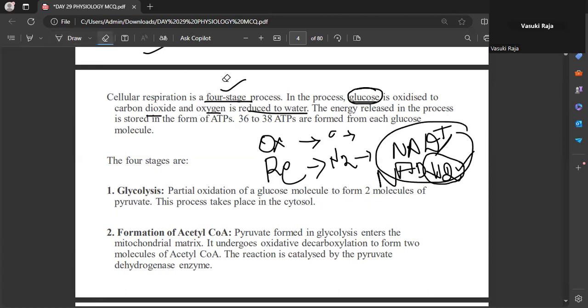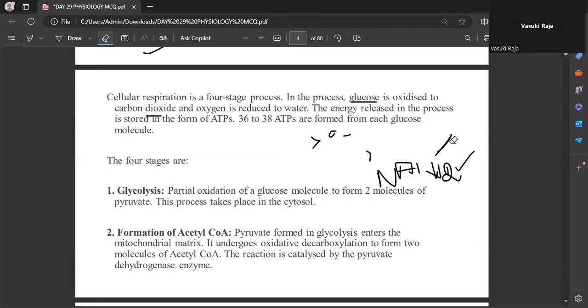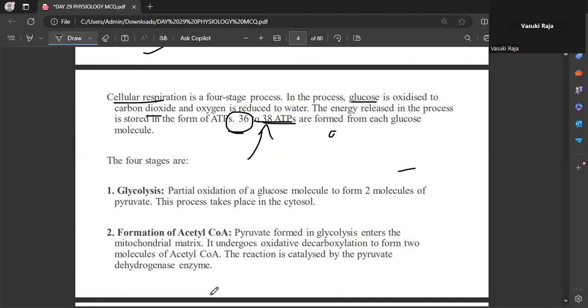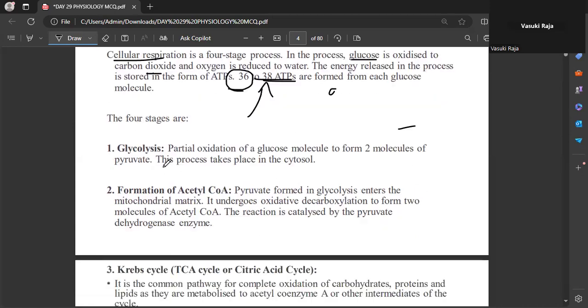Now, as a whole, in cellular respiration, they produce 38 ATP molecules as a net product, and 36 will be their gross ATP production. This cellular respiration involves 4 stages. You should not think glycolysis alone will produce 38 ATP molecules. That is wrong. Instead, it includes 4 stages.